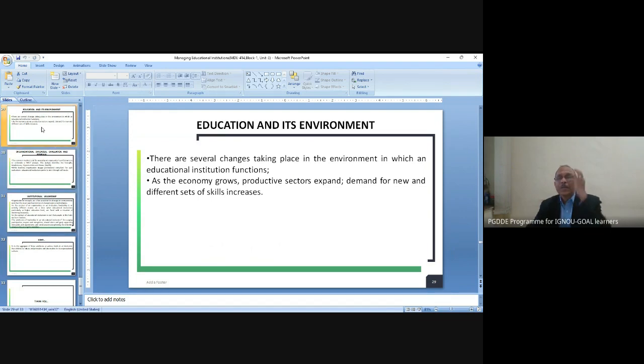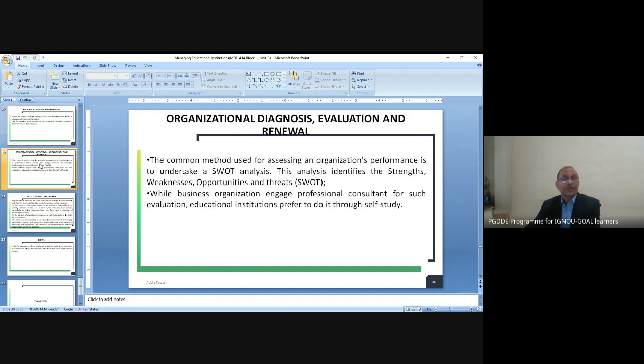Education and its environment, another important area. There are several changes taking place in the environment which we have been talking about. As the economy grows, productive sectors expand, and demand for new and different skills arises. That's what I have already told you. Things are changing in society. The skills required, the knowledge systems required by the students are also changing. So those changes have to be taken care of by the institution if you want to produce relevant graduates.